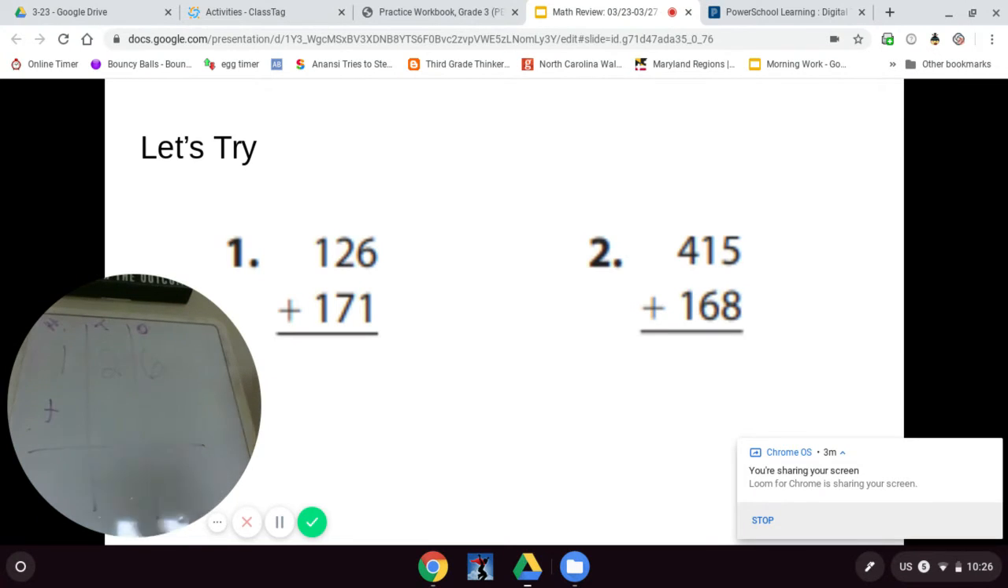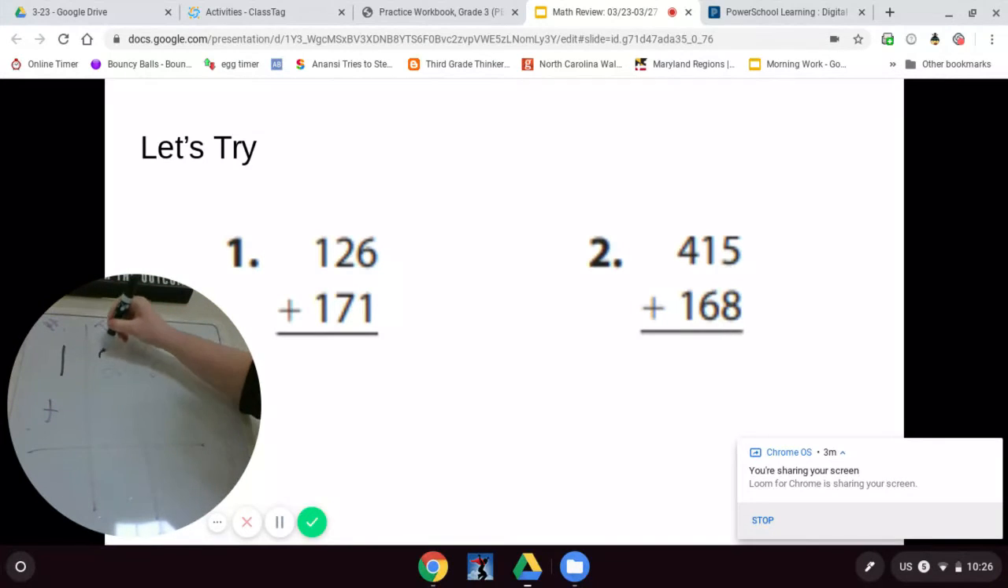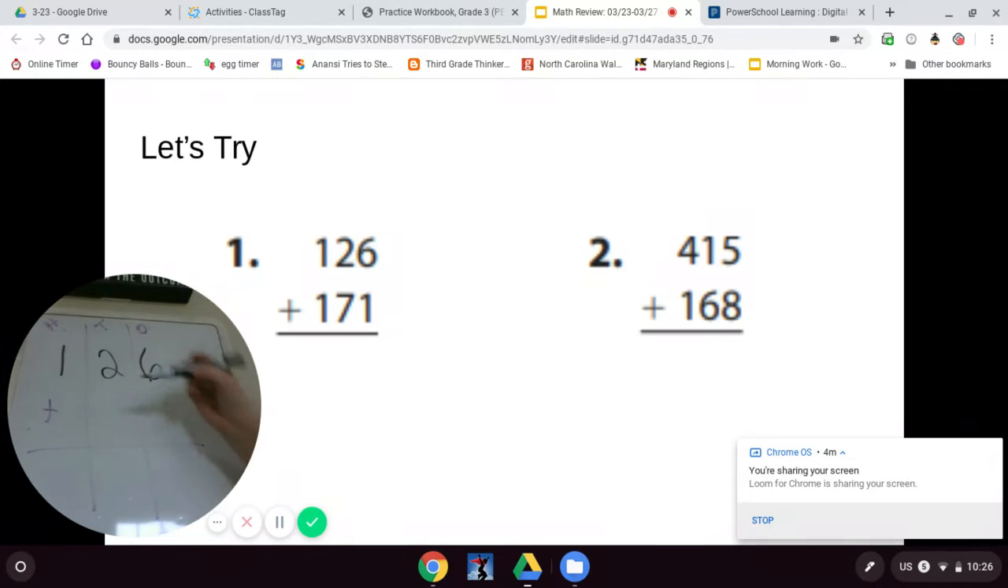126. Let's see. Just trying a different marker for y'all. 126. I'm adding that to 171. So I'm going to follow my steps just like I did last time. I'm going to allow just a pause in here if you're following along with me for you to have a second to think about the solution as we're moving through.